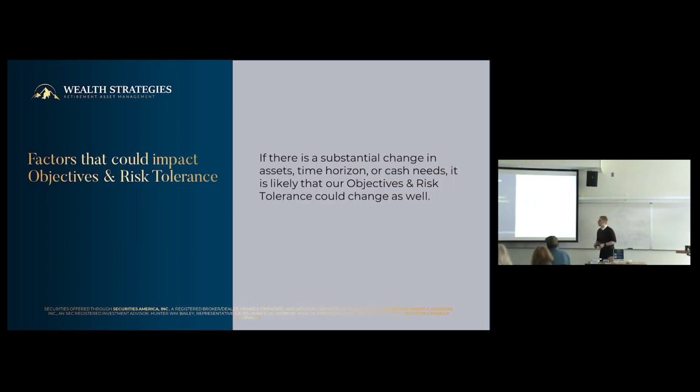So here are some factors that could impact your objectives and risk tolerance. There's a couple different things that could happen in life, in your situation, that might actually make you change what your objective and risk tolerance is. Because objectives and risk tolerance can be very simple if you're just looking at it overall. You're looking at your age, it's a retirement account. It's pretty easy to come up with these things, but there's plenty of stuff that can happen during life that can actually make you change. So if there's a substantial change in assets, time horizon, or cash needs, it's likely that our objectives and risk tolerance could change as well along with those.